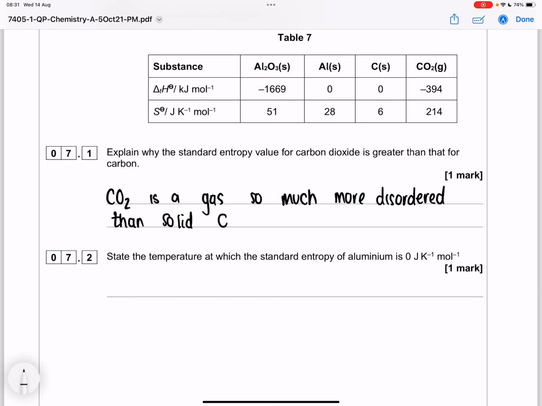State the temperature at which the standard entropy of aluminium is 0 joules per Kelvin. Well, the only time that you would have zero disorder is if you have zero temperature. And that would be in Kelvin, not degrees C.